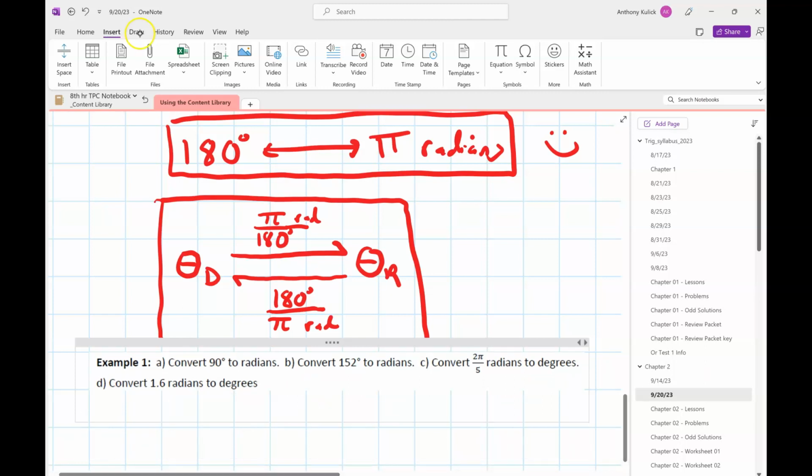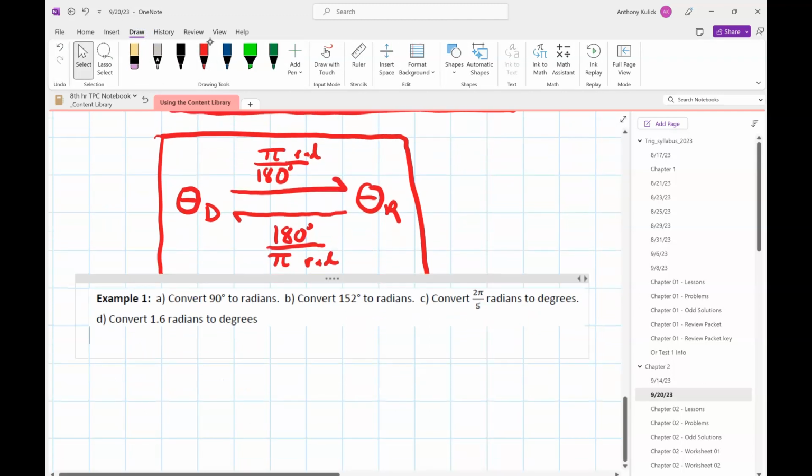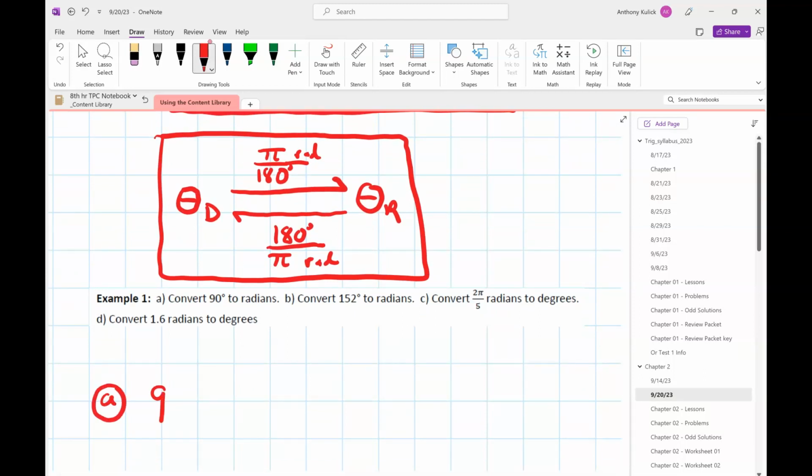All right. So we're asked to convert 90 degrees to radians. So 90 degrees, we're going to multiply that by something so that we have an answer in radians. Everybody feel okay so far? What do I need to multiply 90 degrees by to convert it into radians?